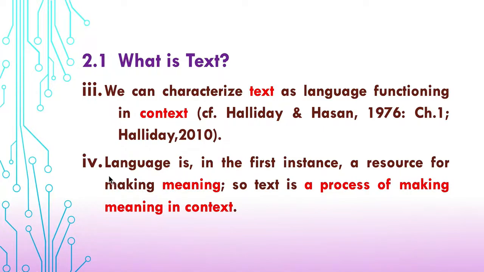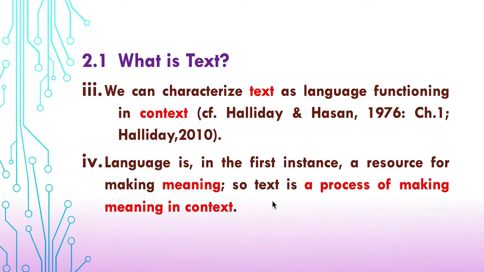Go to point number 4. Language is, in the first instance, a resource for making meaning. So text is a process of making meaning in context. The same idea in another set of words. The same idea is explained in another way so that you can understand better. Here, what is language? Language is a resource for making meaning. Language helps us to understand the meaning, the idea, the opinion. Therefore, text is a process of making meaning in context. What is text? Text is a process of making meaning.